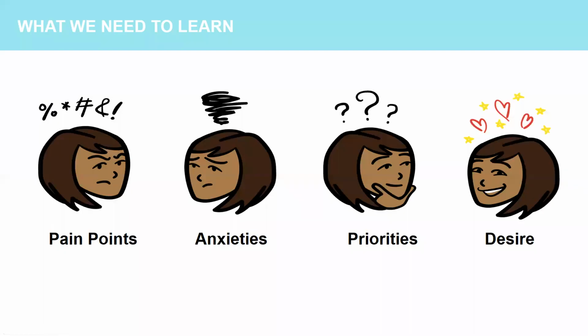So what do we need to learn to do this? We need to understand fundamentally their motivation. If we were to sum it all up into one word, it would be motivation. But underlying motivation are four things.